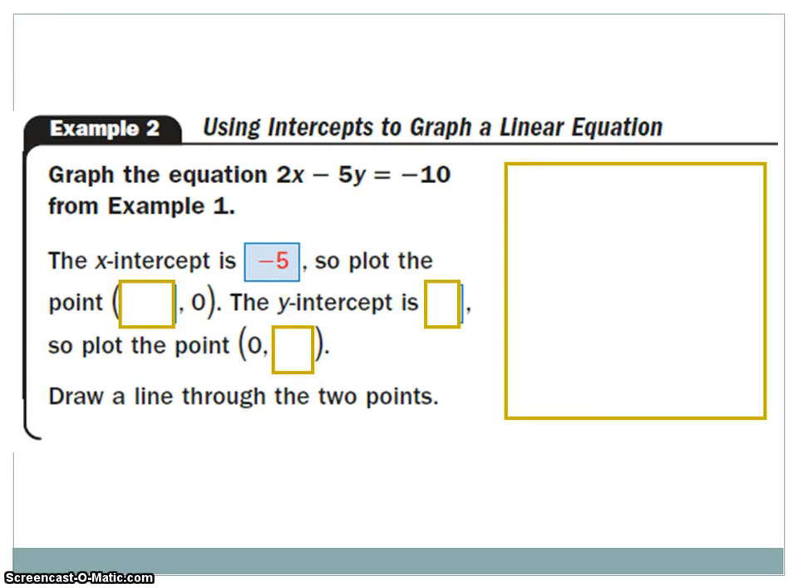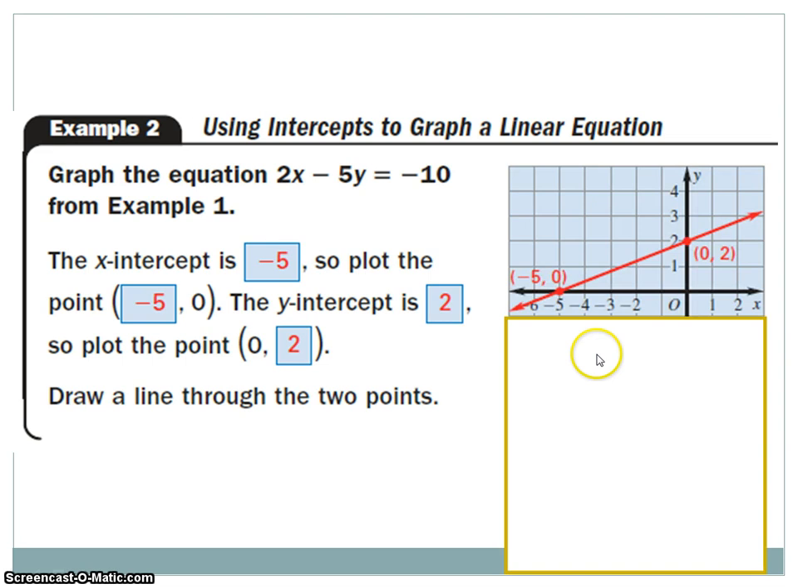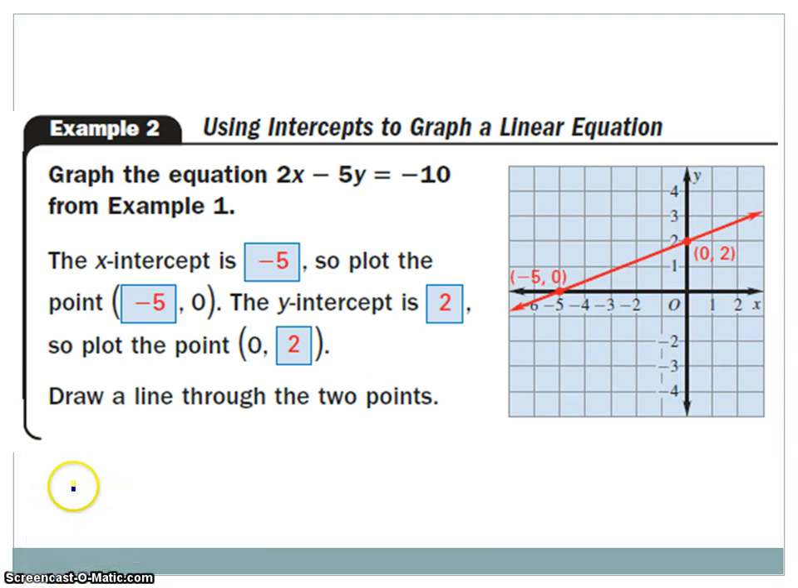X-intercept is negative 5. So the plotted point is negative 5, 0. The y-intercept is 2. So the plotted point is 0, 2. Plot the 2 points. Here's the x-intercept. You can see it crosses the x-axis. And here's the y-intercept. Intercept means it's going to cross the y-axis. Draw a line between those 2 points. And you're done. You have your linear equation.